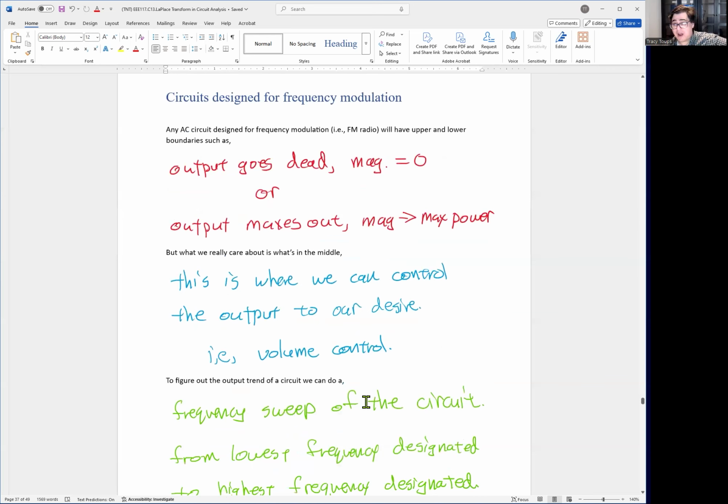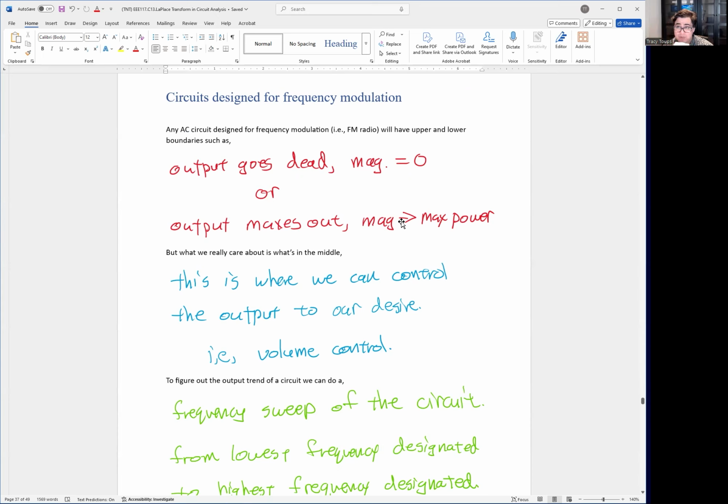Now, there's going to be some obvious extremes we want to check. Any AC circuit that has frequency modulations will have an upper boundary and lower boundary. So if I take my frequency and go from 0 hertz all the way to 10,000 hertz, there's going to be some edges where I can't change it anymore before the circuit either explodes or doesn't do anything anymore. Okay. So at the two extremes of the circuit, either the output goes dead, so you have 0 magnitude, or the output maxes out to the maximum power the circuit allows. Those are the two extremes.